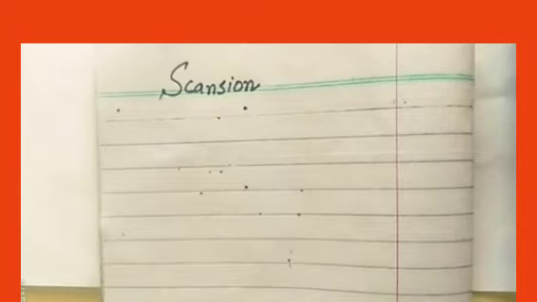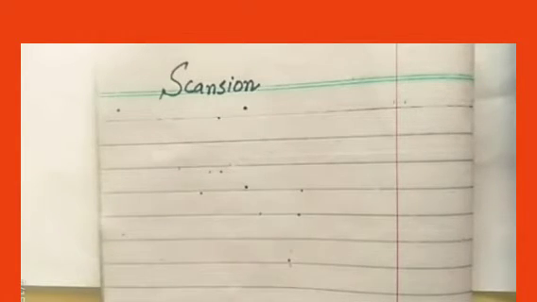In today's video, I am going to discuss a very difficult and a very important topic, and this topic is about scansion. In order to scan a poem, first of all, we must know about stressed and unstressed syllables in a word. Some words are short while others are long. Short words may have one syllable or two syllables, while long words have more than two syllables.